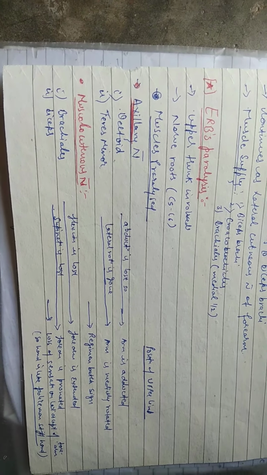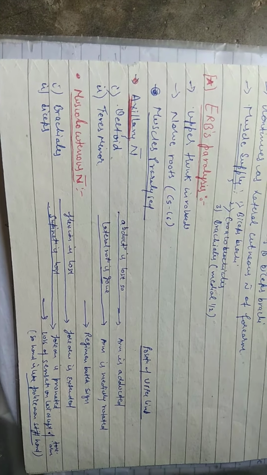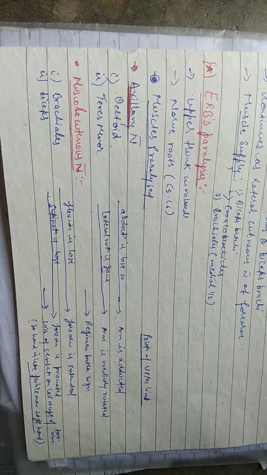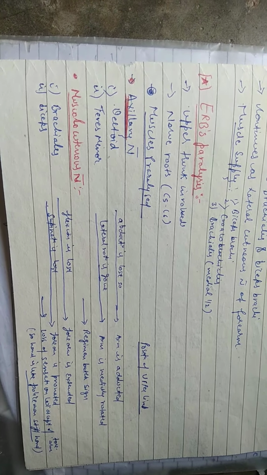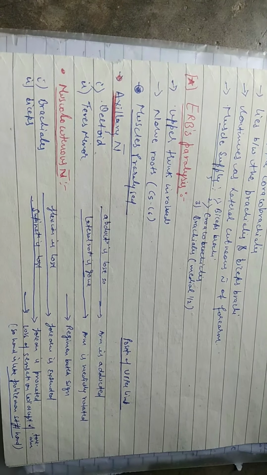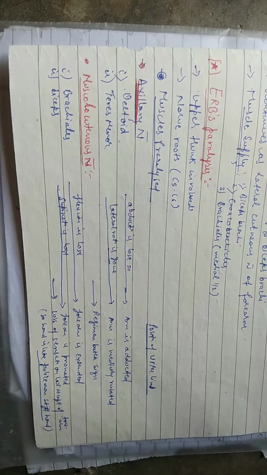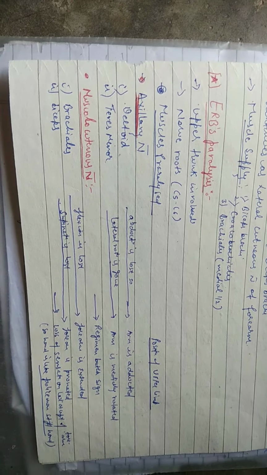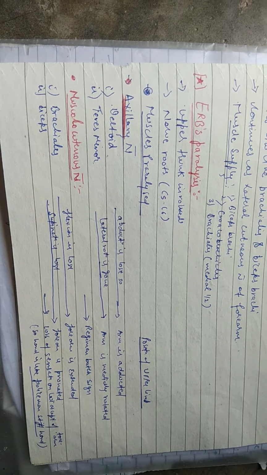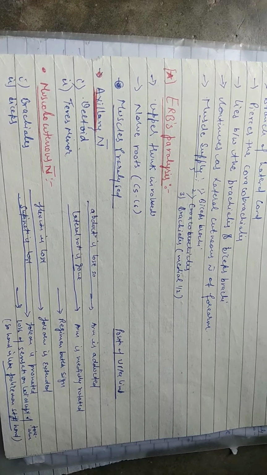Now we'll go and discuss another topic that's very, very important, frequently asked in exams, Erb's paralysis. So what is Erb's paralysis? In Erb's paralysis, upper trunk is involved. Nerve roots are C5 and C6, and we'll see the muscles paralyzed and the position of upper limb. So first of all, we'll see the axillary nerve. When the axillary nerve is paralyzed, the muscles which are involved are deltoid and teres minor.